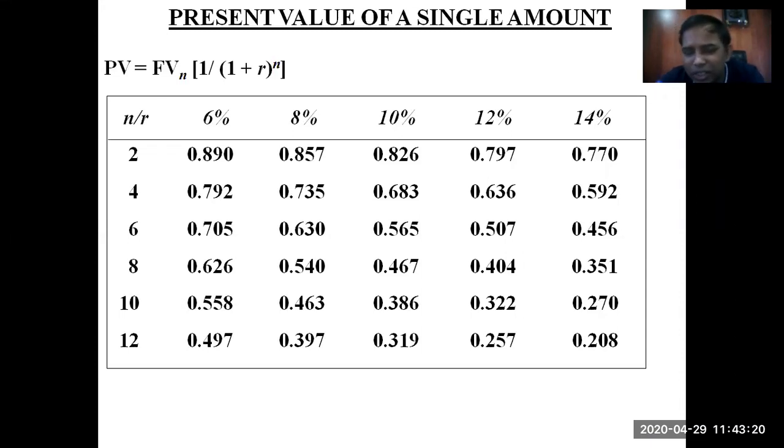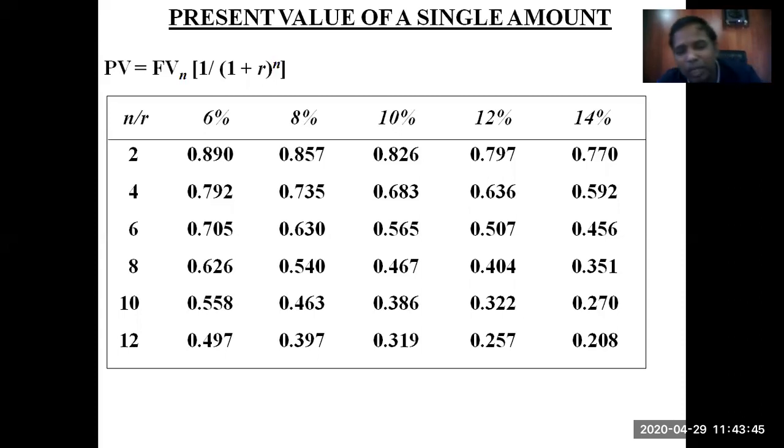These factor rates are given in the form of an annexure in your textbook also. If you refer to any financial management book, you will find that these table values are given at the end of the book. So either you should know how to calculate it, or you should know how to find the value from the table. So let us try to find a value from the table itself.